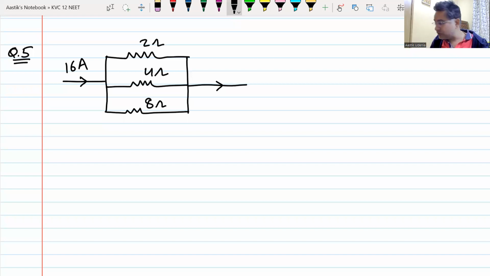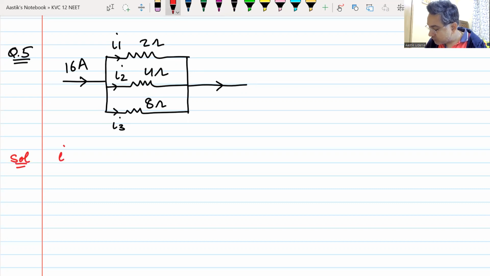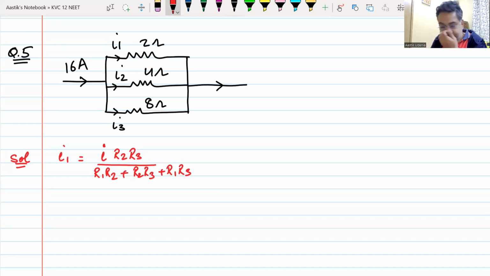Well, I'll give you a formula to solve here. If I call this current I1, this current I2, and this current I3, now remember, your I1 will be equal to I into R2 R3 divided by R1 R2 plus R2 R3 plus R1 R3. So you have to take 2 each, multiply them together, and then divide.